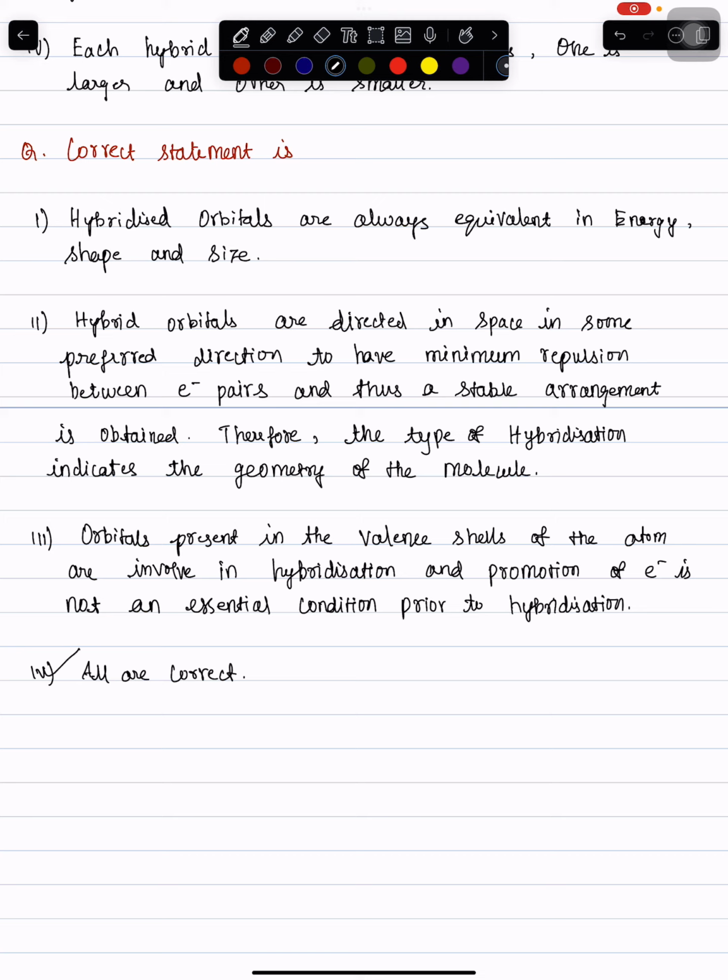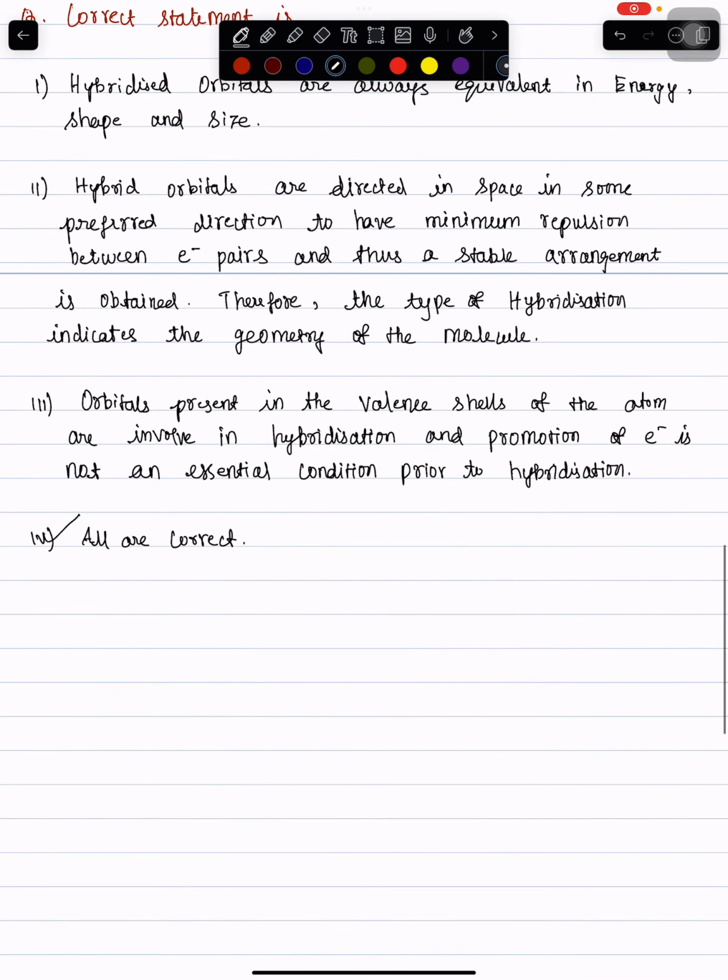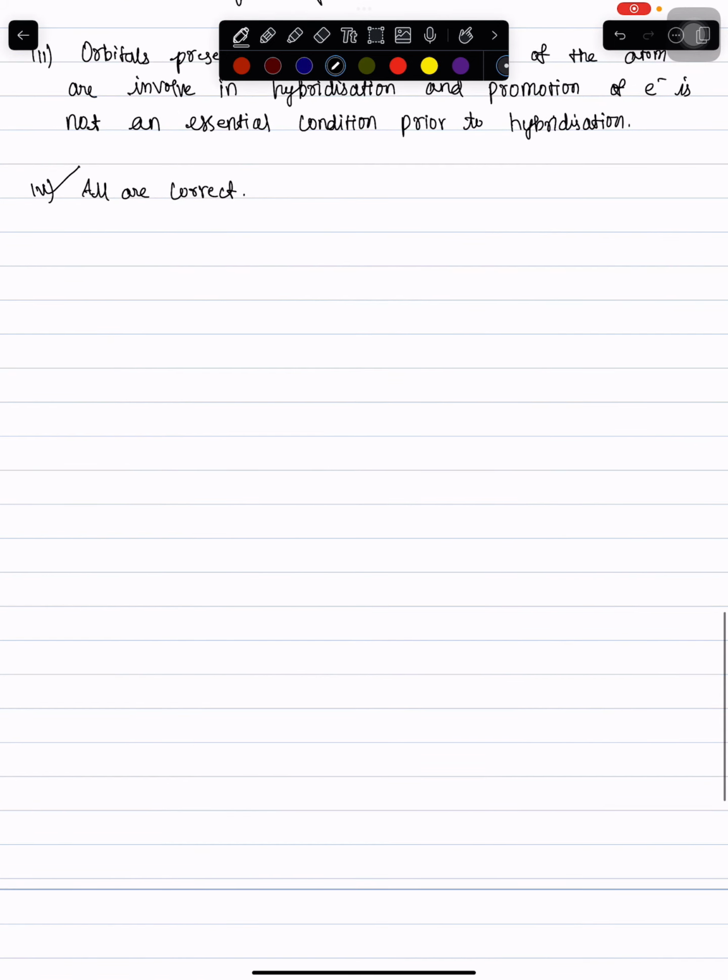I have covered all the important points in terms of questions, so if you revise all these questions, you need not study the concept. That is how I prepared these questions. Now let's go for the determination of hybridization, how to find out hybridization. We have two methods to determine the hybridization.